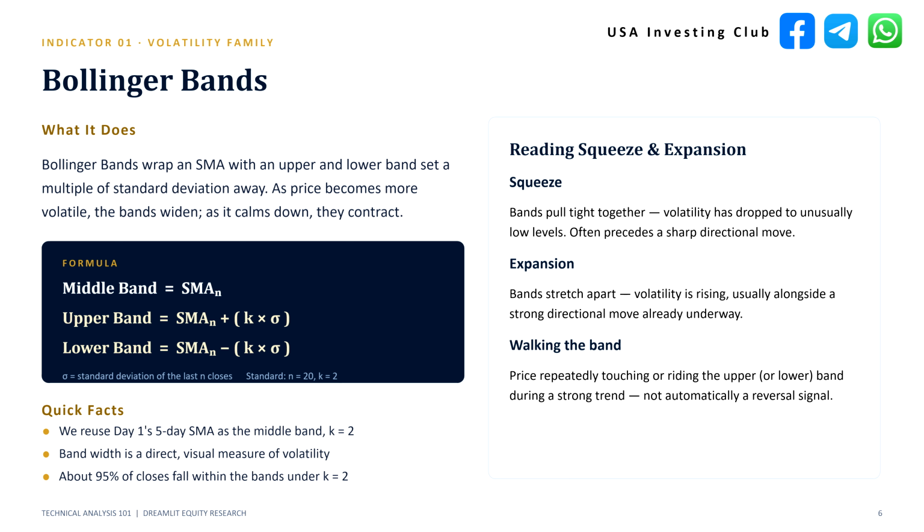For our hand-worked example today, we'll reuse day 1's 5-day SMA as the middle band, with K still equal to 2, purely to keep the arithmetic tractable. The mechanics are identical regardless of window length.